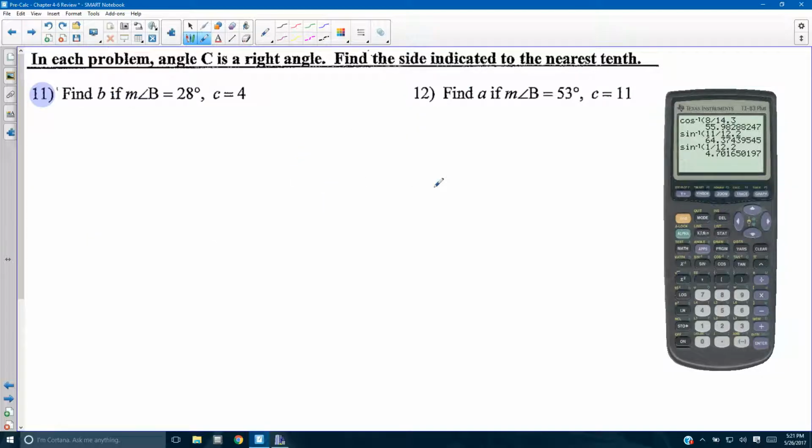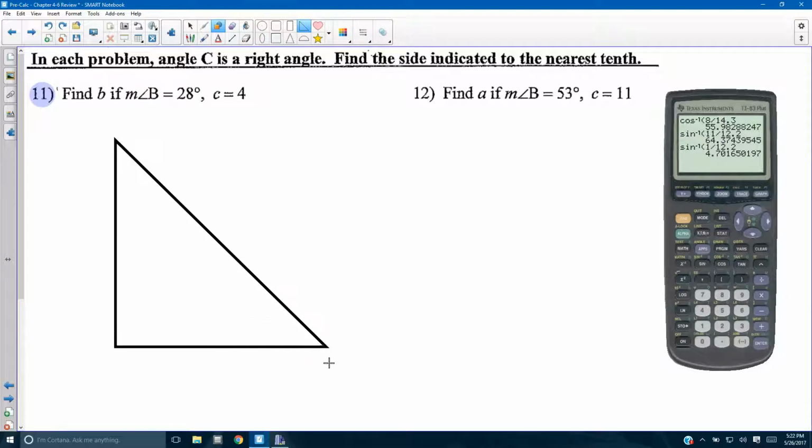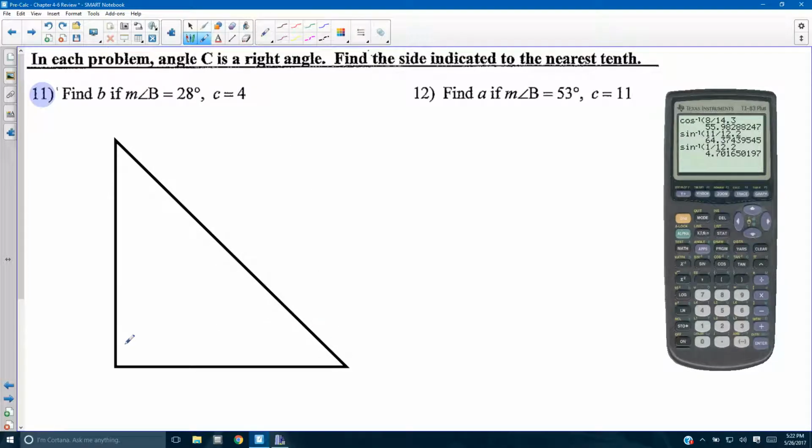Number 11, find side length of B. Same situation. We still have angle C is a right angle, etc. Now we've got to find the side length of B. So finding a side length instead of an angle measure. Not necessarily harder or easier, just different. Got to do different steps. ABC, let's stick with that. Not drawn to scale except for the C. Measure of angle B is 28 degrees. Definitely not drawn to scale there. C, side length is 4.